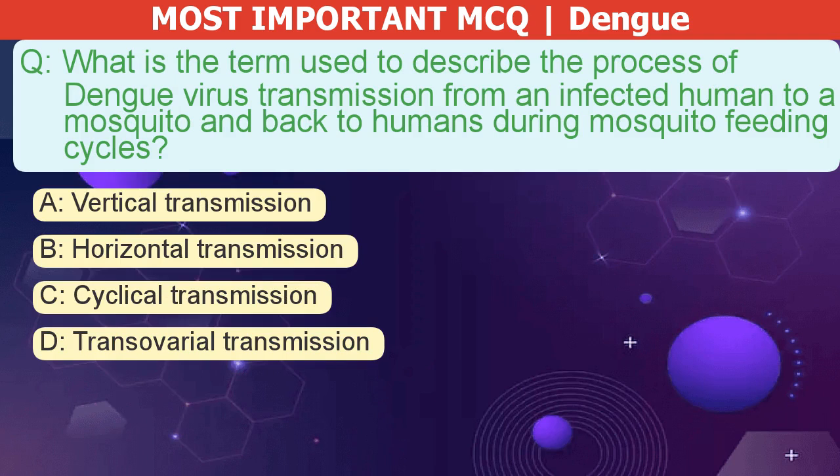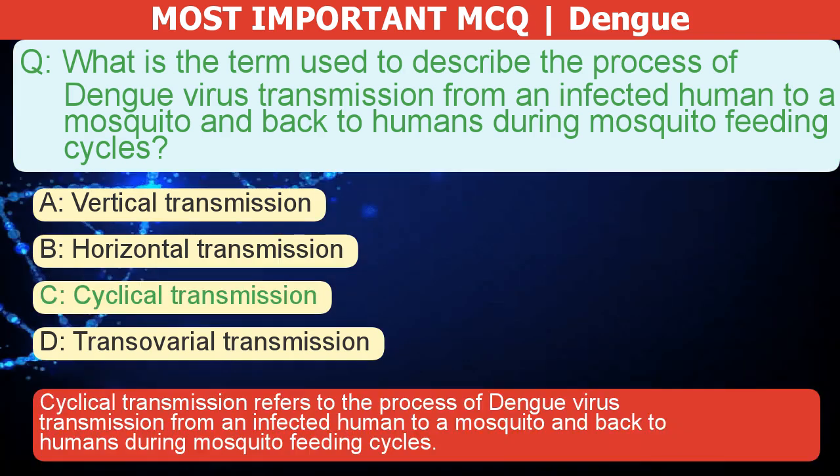What is the term used to describe the process of dengue virus transmission from an infected human to a mosquito and back to humans during mosquito feeding cycles? A. Vertical transmission. B. Horizontal transmission. C. Cyclical transmission. D. Transovarial transmission. The correct answer is C. Cyclical transmission refers to the process of dengue virus transmission from an infected human to a mosquito and back to humans during mosquito feeding cycles.